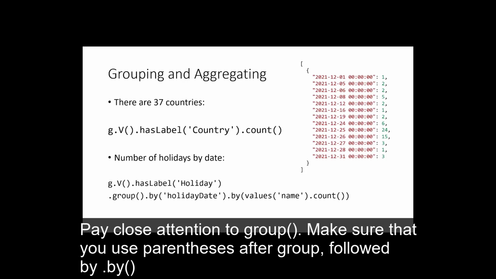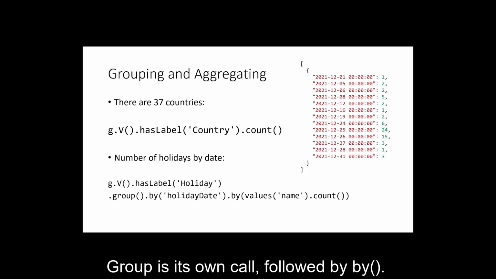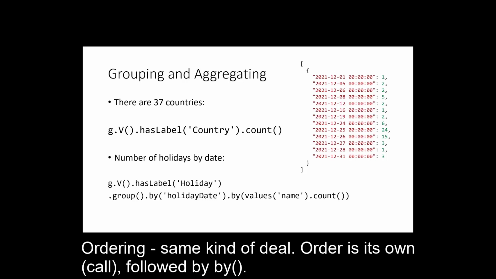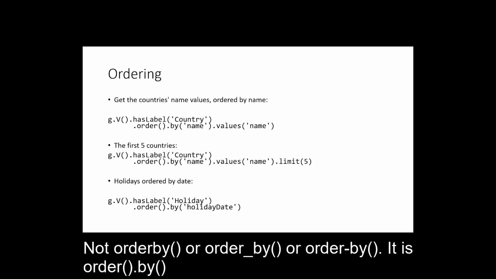Pay close attention with group. Make sure that you use parentheses after group followed by a dot and then by with its expression. It is not group by together. It is not group underscore by. Group is its own call followed by by. Ordering, same kind of deal where order is its own call followed by by. It is not order by or order underscore by or order dash by.